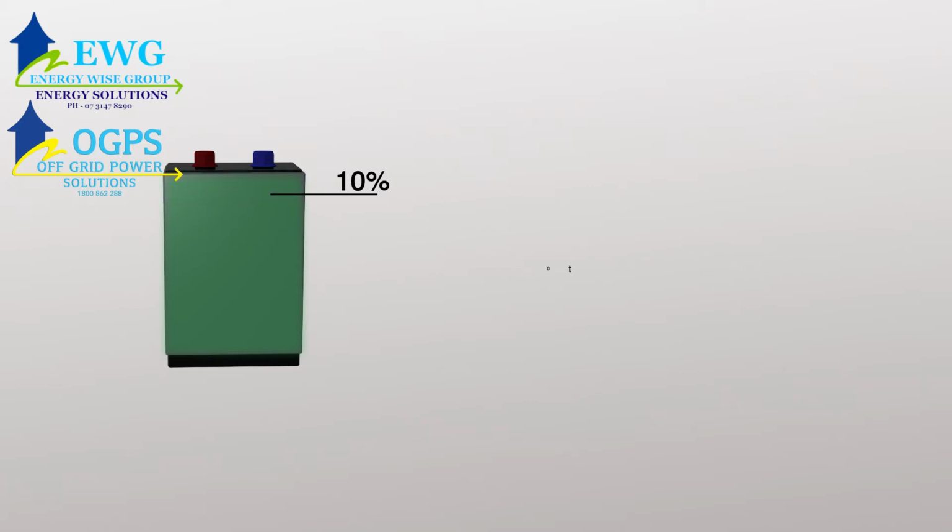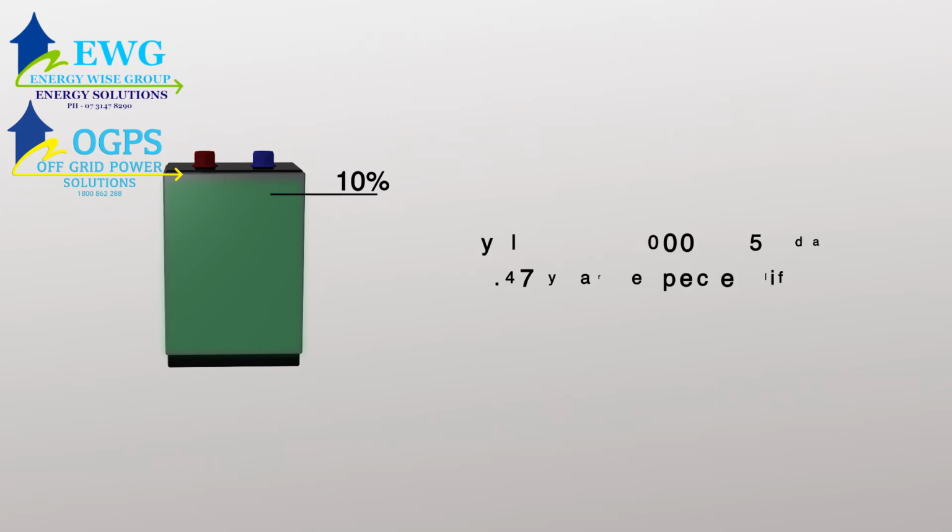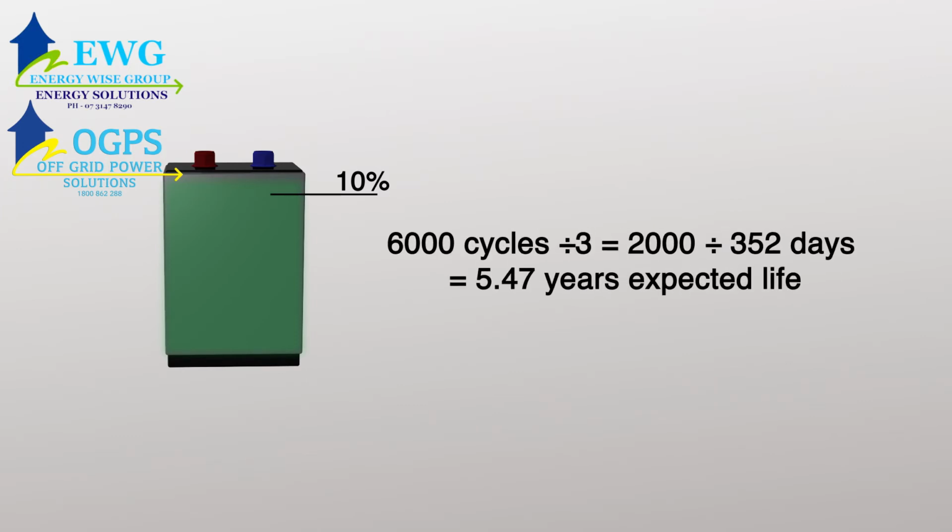Typical cycle life of a quality battery is 5,000 to 6,000 cycles. If you were to partially discharge and charge the battery 3 times each day on average, this would allow for 2,000 days, divided by 365 days each year, which gives the expected life of the batteries as 5.47 years.